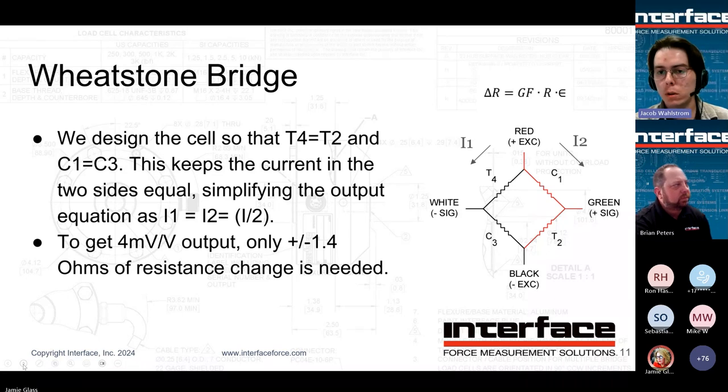then the current going through those two sides of the bridge isn't the same, and that'll cause a different voltage drop over the strain gauges that isn't correlated to the change in force. So that'll cause some nonlinearity issues. And to give you an example of how sensitive load cells are, for most of our load cells that have 4 millivolts per volt output, they only need a change of 1.4 ohms in order to reach that full scale output.